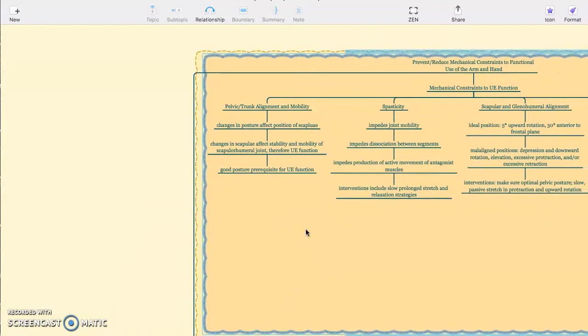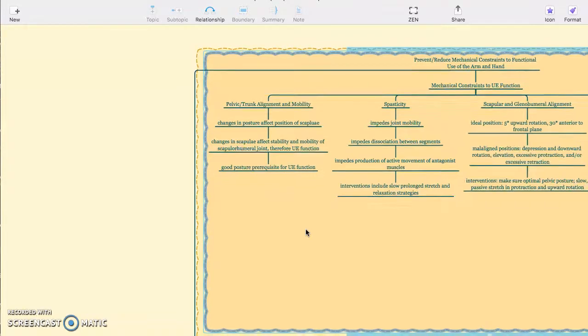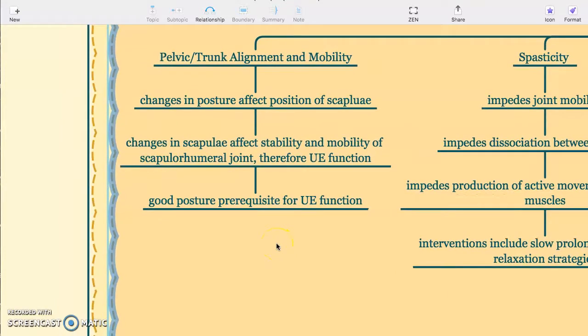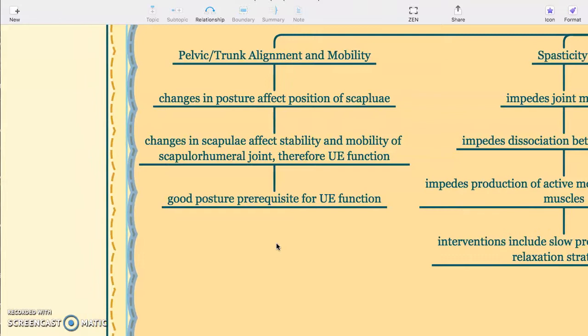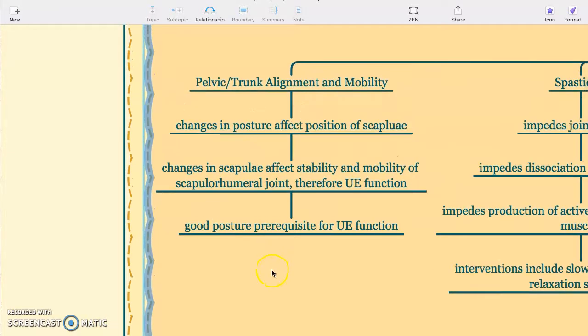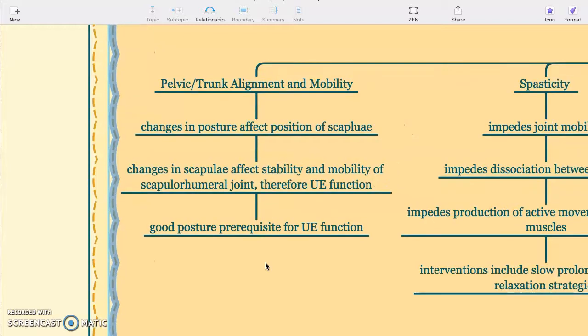In order to prevent mechanical constraints, we need to examine what they are and how to alleviate them. The first constraint is pelvic and trunk alignment/mobility. Changes in posture of the pelvis and trunk affect the position of the scapulae. Changes in scapular position affect stability and mobility of the scapulohumeral joint and therefore upper extremity function. So good posture is a prerequisite for upper extremity function.